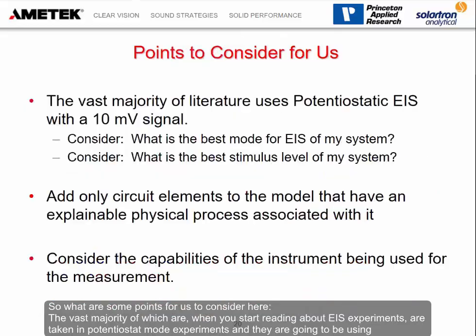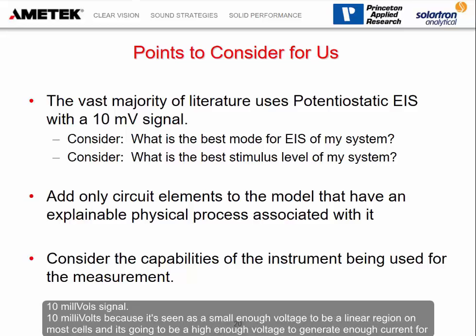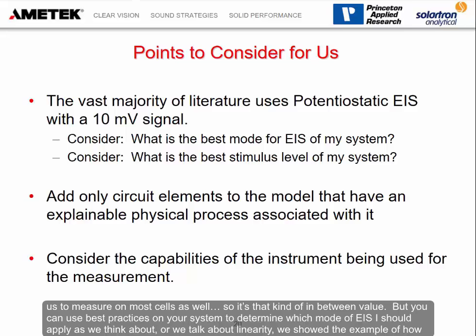So what are some points for us to consider here? The vast majority of literature, when you start reading about EIS experiments, is going to be potentiostatic mode experiments using a 10 millivolt signal. 10 millivolts is seen as a small enough voltage to be in a linear region on most cells, and a high enough voltage to generate enough current for us to measure on most cells as well. So it's that kind of in-between value.